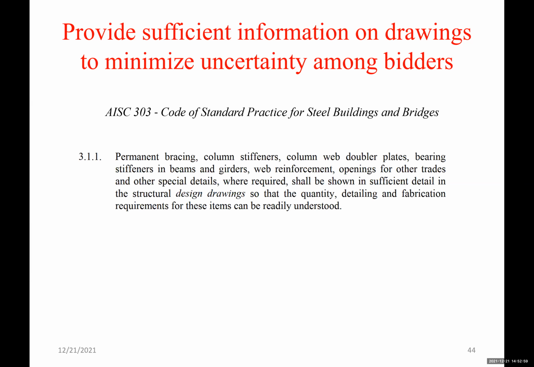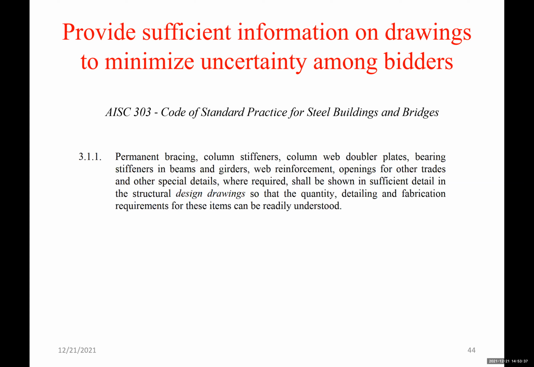Provide sufficient information on drawings to minimize uncertainty among bidders. According to the Code of Standard Practice for Steel Buildings and Bridges, AISC 303, permanent bracing, column stiffeners, column web doubler plates, bearing stiffeners in beams and girders, web reinforcement, openings for other trades, and other special details where required shall be shown in sufficient detail in the structural design drawings so that the quantity, detailing, and fabrication requirements for those items can be readily understood.